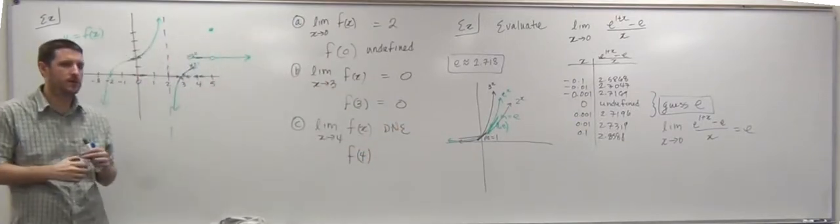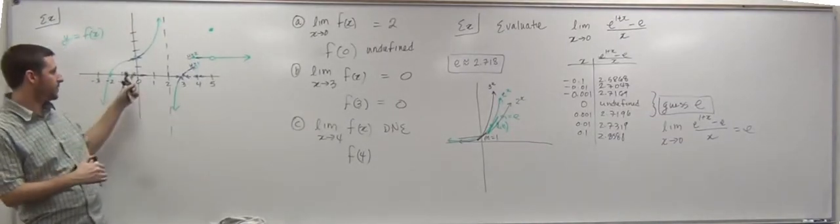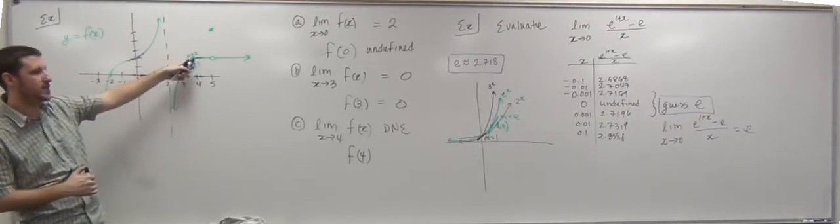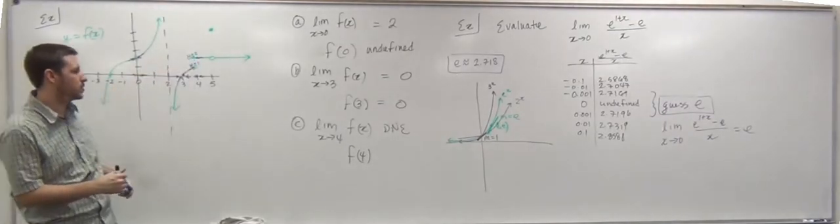What about f of 4? 2. That's okay, right? F of 4 is okay. You go to 4 and you look where the point is. The point is at 2.